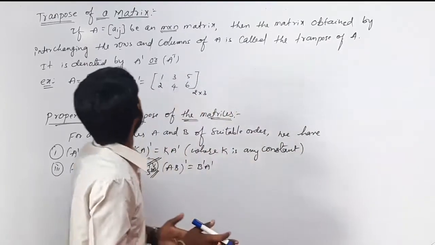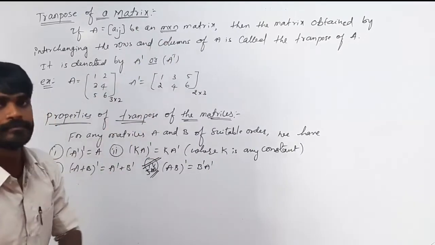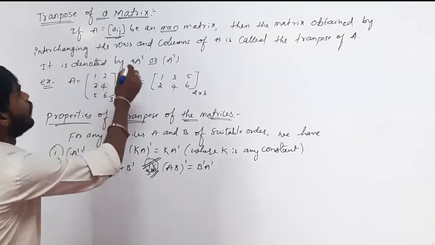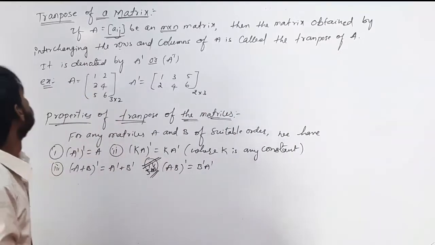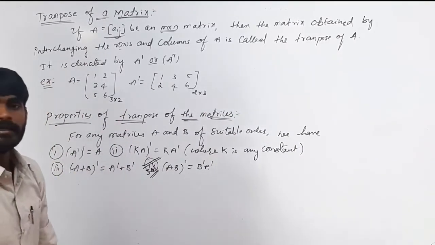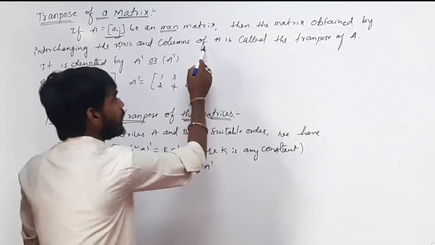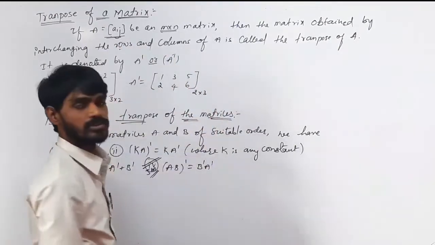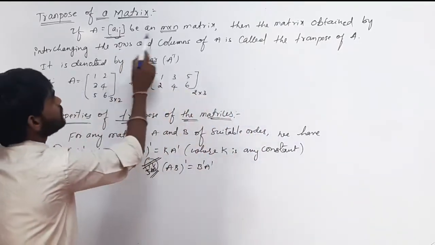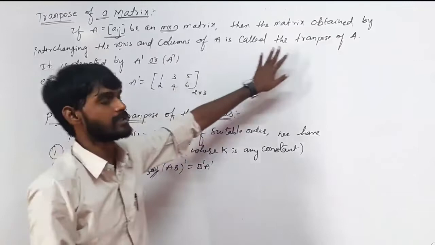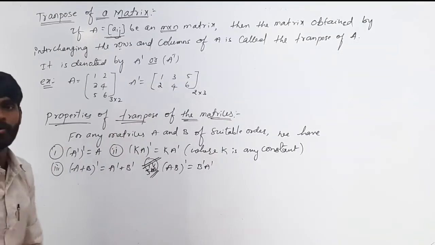Look at here. If A is a matrix whose order is m cross n, then the matrix obtained by interchanging its rows and columns of matrix A is called the transpose of a matrix. So we are interchanging rows in terms of columns of a matrix. Then this matrix can be denoted as A dash or A to the power of t.